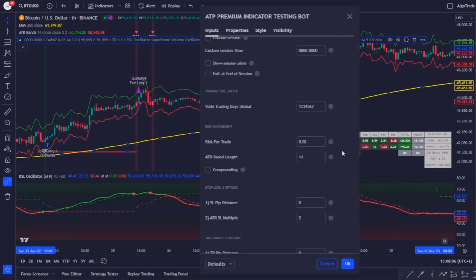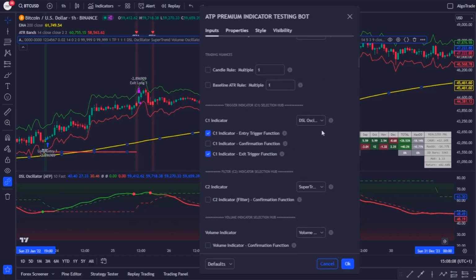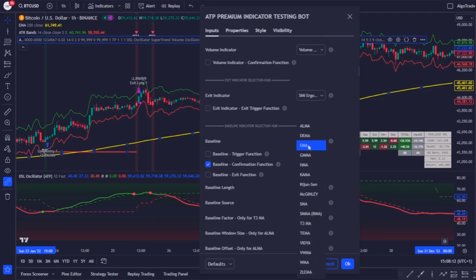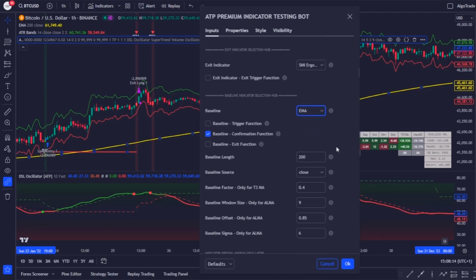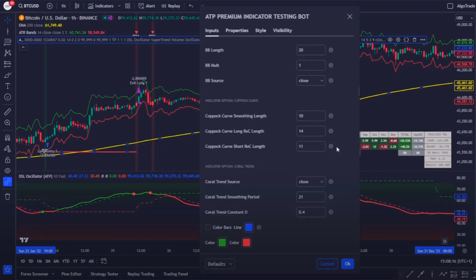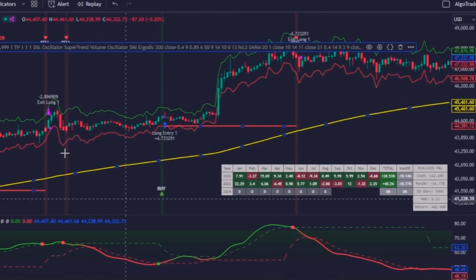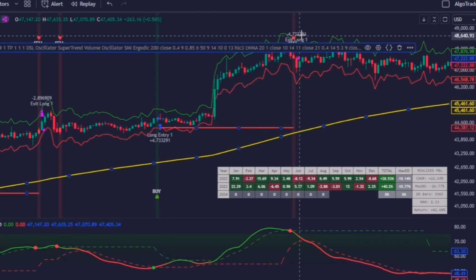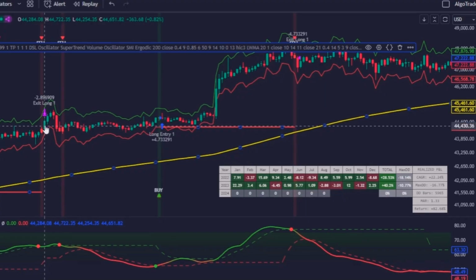Once we have set all the conditions we discussed earlier, including the DSL Oscillator with the default settings, the 200 period EMA for baseline and the right risk management rules, the trading bot will display every valid trade on the charts with a respective stop loss and exit point, and it is quite precise as you can see.